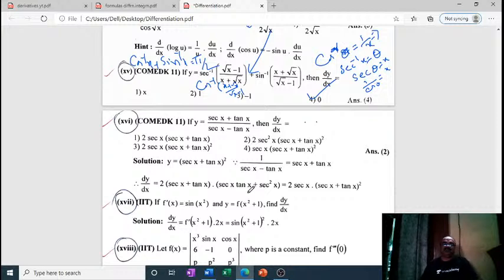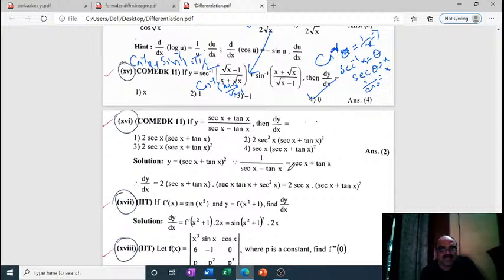Okay, let's move into one more very interesting one. Y equals secant x plus tan x by secant x minus tan x. What is dy by dx equal to? See friends, this needs to be rationalized. And 1 by secant x minus tan x is secant x plus tan x. How did we get it?